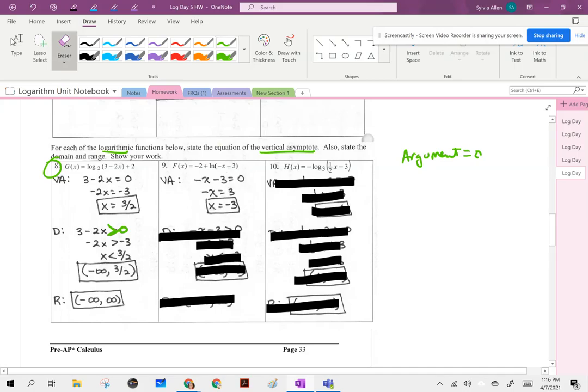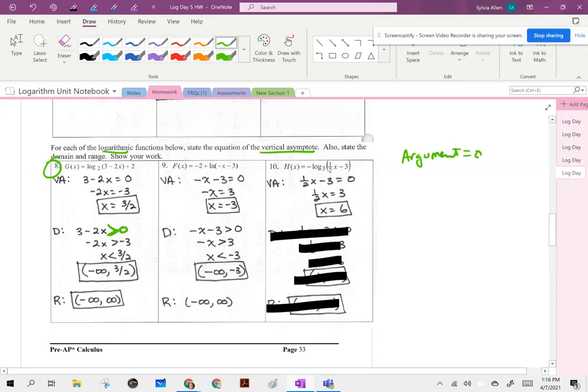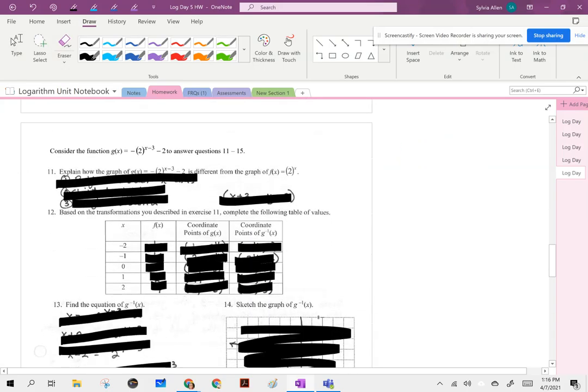Okay, again, I'm going to set that argument equal to 0 and solve. Set the argument greater than 0 and solve, and the range is all real numbers. Number 10. Okay, set the argument equal to 0 and solve. The domain is set the argument greater than 0 and solve, and then the range is all real numbers.